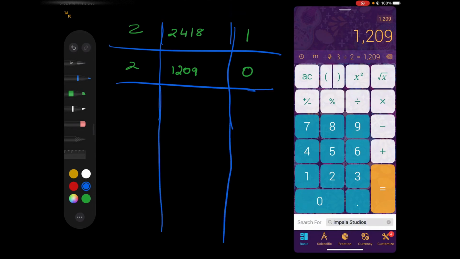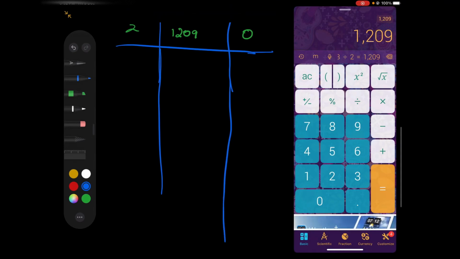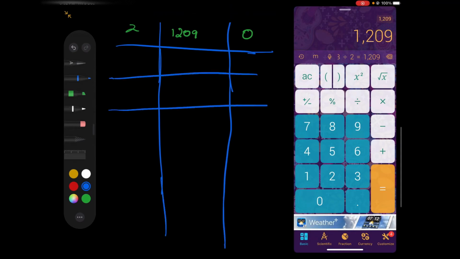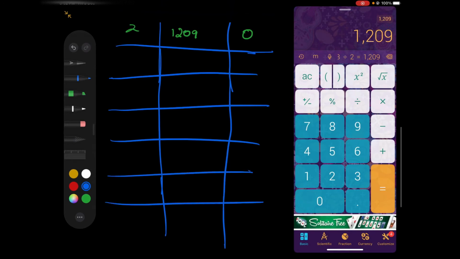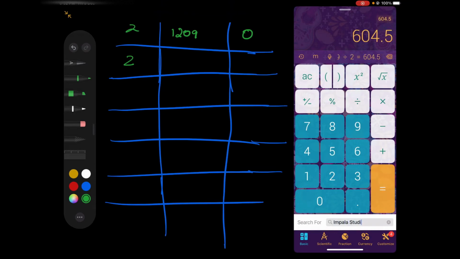So we will again extend this, and now we are going to divide this number by 2. We are getting a decimal, so we write 1 here and write the number here. Now again divide this by 2, and okay, I forgot to subtract that 0.5, so we will subtract it.